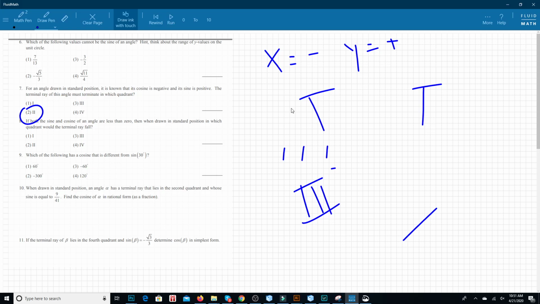Number 8 says, if both the sine and cosine of an angle are less than 0, so that they're negative, then when drawn in standard position, in which quadrant would the terminal ray fall? They're both negative, and there's only one quadrant in which they're both negative. That's going to be quadrant 3. Which of the following has a cosine that is different from sine 30 degrees?